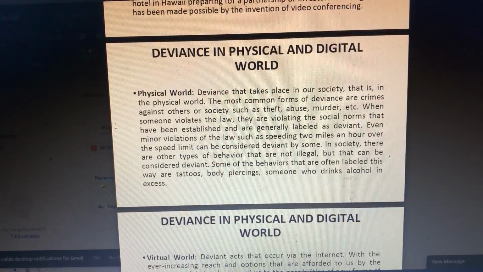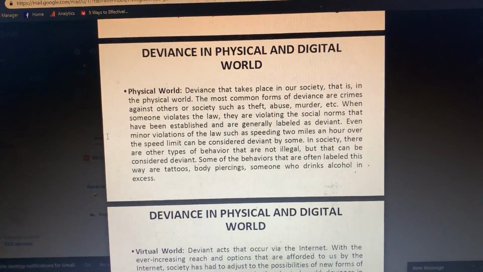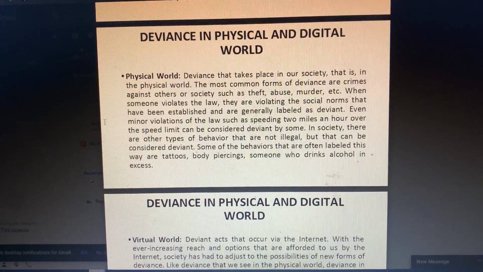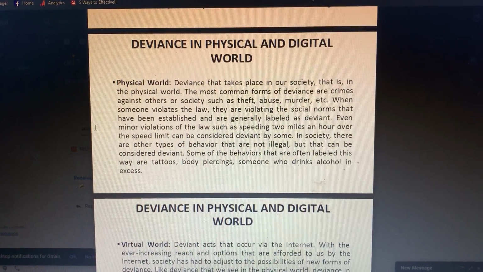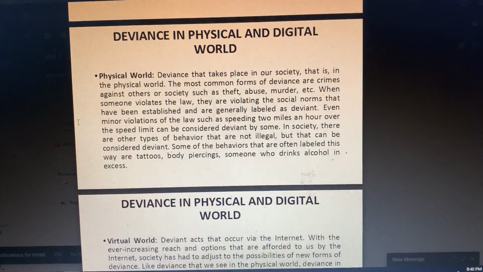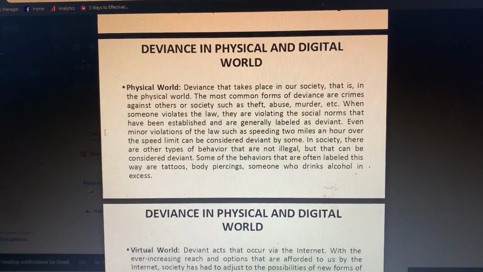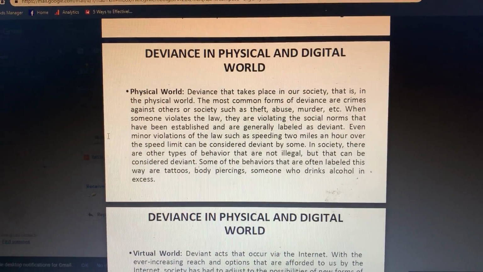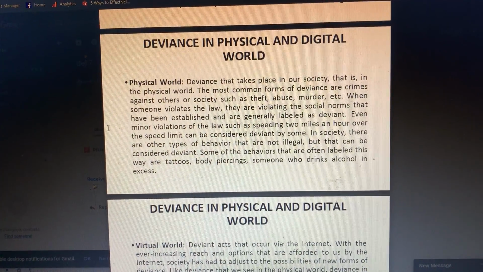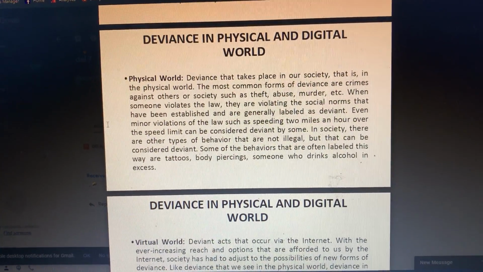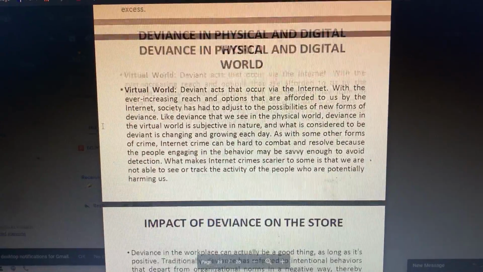Deviance in the physical and digital world. Physical world deviance is deviance that takes place in our society, that is, in the physical world. The most common forms of deviance are crimes against one another or society, such as theft, abuse, murder, etc. When someone violates the law, they are violating the social norm that has been established and are generally labeled as deviant. Even minor violations of the law, such as speeding 2 miles above the limit, are considered deviant.